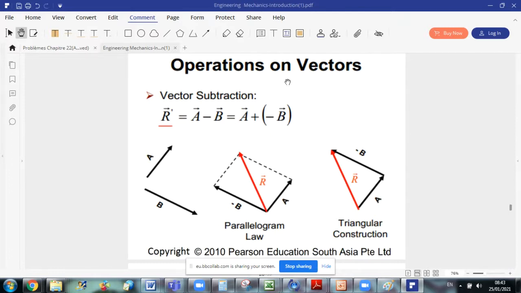Now, operations on vectors. We will continue with the operations. We said that the first operation is addition. The second operation is subtraction. I can do A minus B, and it's equivalent to A plus minus B. It's very simple. All I have to do is take the vector opposing B, minus B, and then perform the addition. If I want to use a geometric way, I can use the parallelogram law or the triangular construction. Both will give me the resultant vector A minus B.